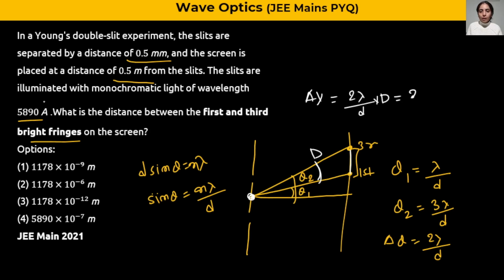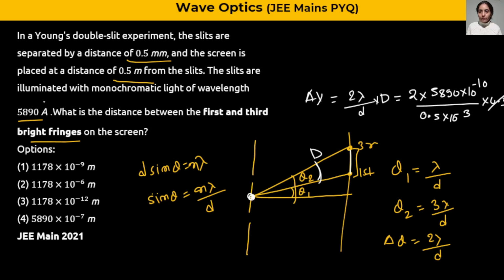Put the value. 2 into wavelength, what will you put? 5890. So this is 5890 into 10 to the power minus 10 divided by small d. That is equal to how much? Small d is how much? 0.5 millimeter. So 10 to the power minus 3, and then 0.5 meter is the capital D.